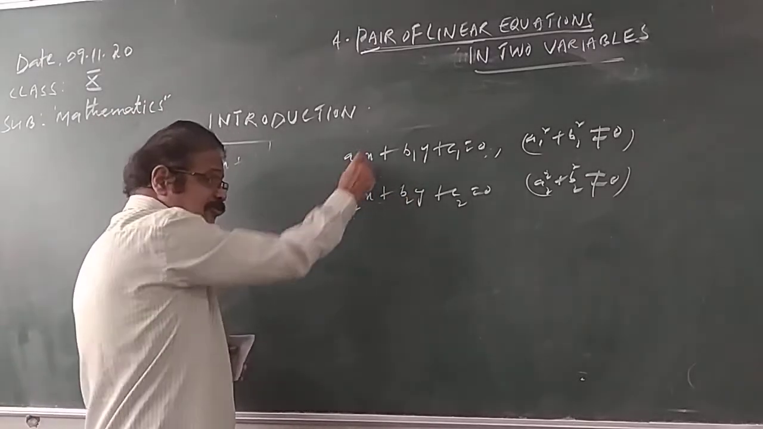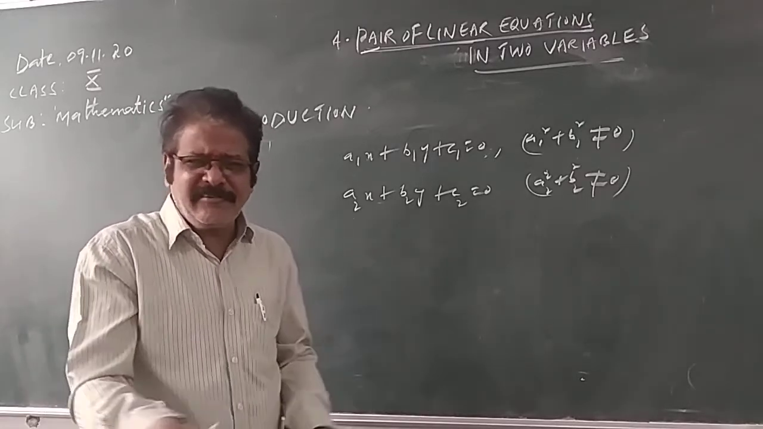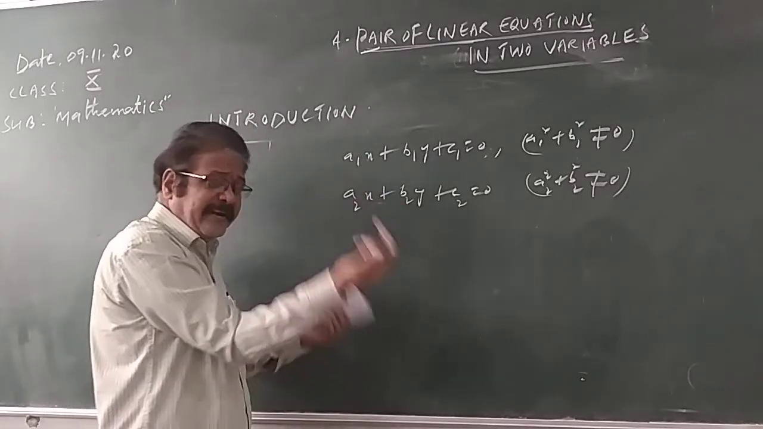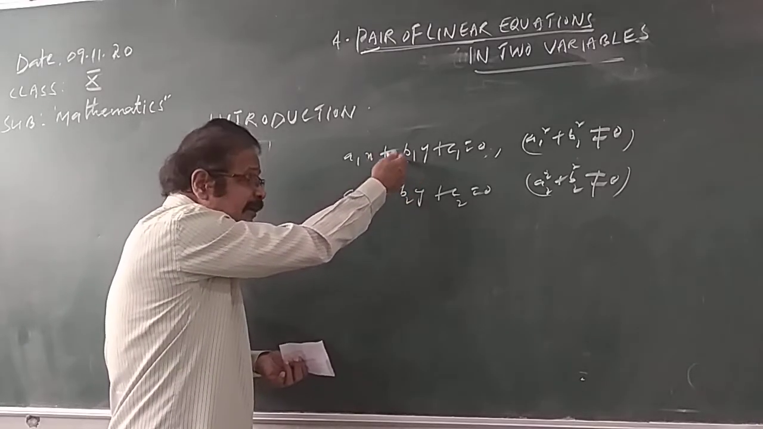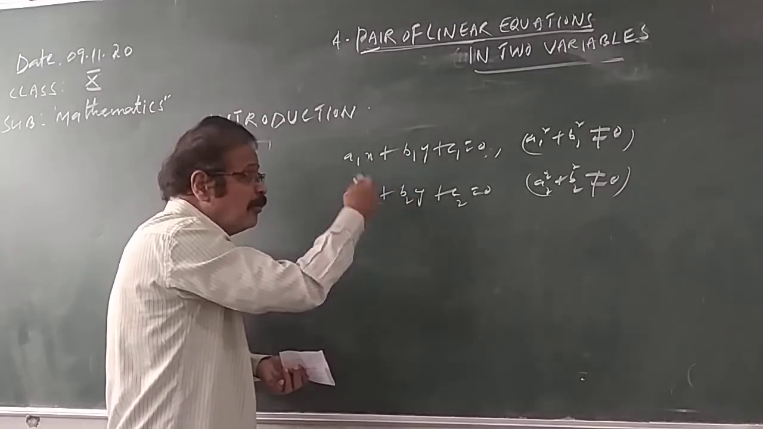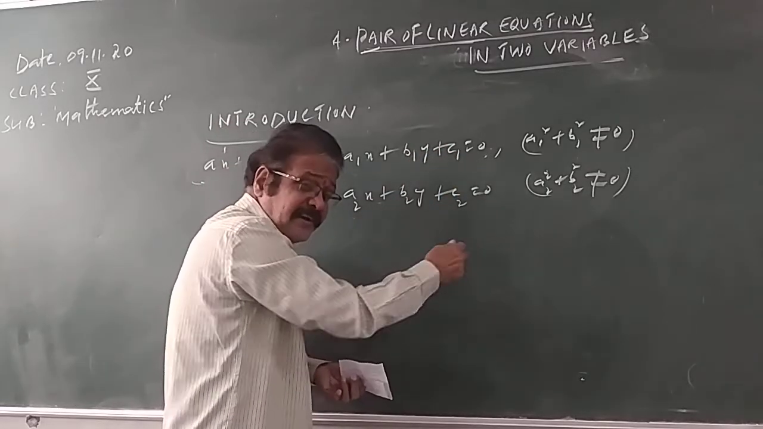a1, a2 are the x coefficients. Why a1, a2 given? Because two equations are given. In one equation the x coefficient is a1, in the second equation the x coefficient is a2. In the first equation the y coefficient is b1, in the second equation the y coefficient is b2. In the first equation the constant is c1, in the second equation the constant is c2.